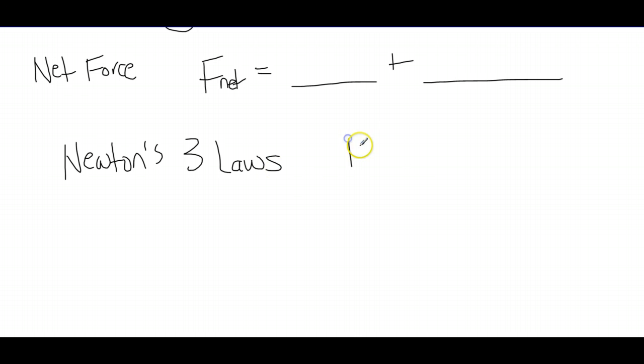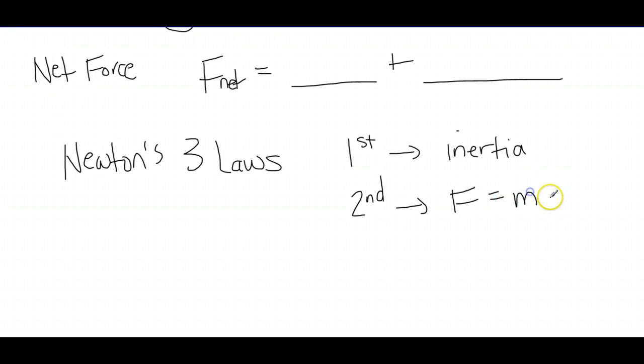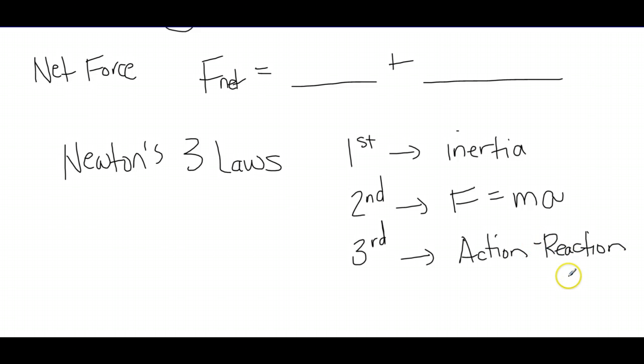So remember, Newton's first law is the inertia law. Inertia just means the laziness of an object. Things that want to do what they're already doing. If it's at rest, it wants to stay at rest. If it's in motion, it wants to continue in motion, unless there's some forces that act on it. The second law has to do with this formula. Force equals the mass of an object times its acceleration. And the third is action, reaction. For every action, there's an equal and opposite reaction.